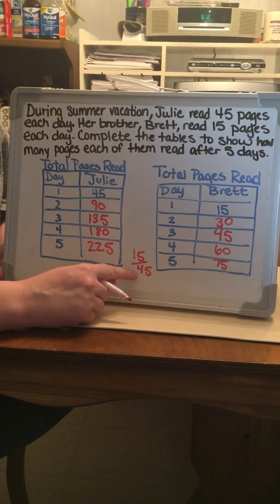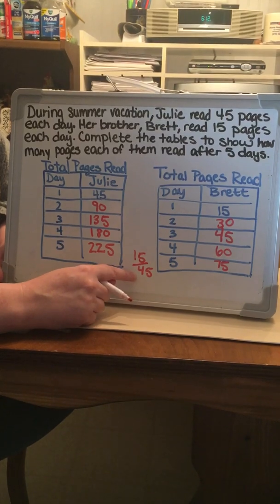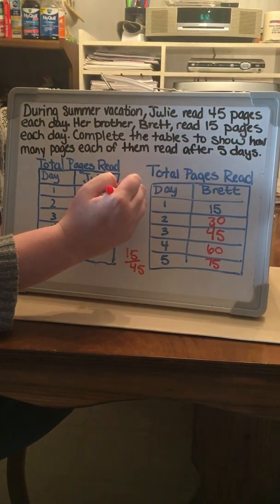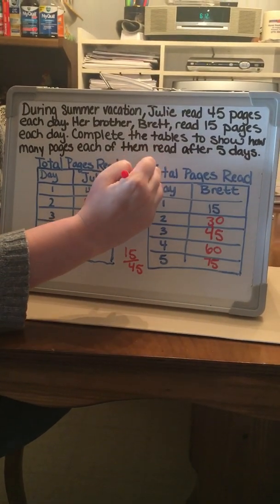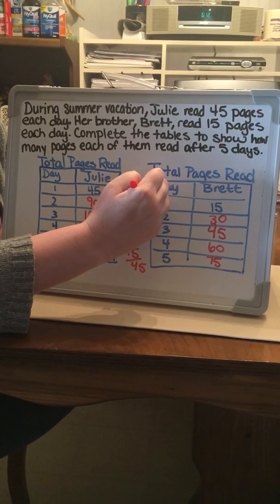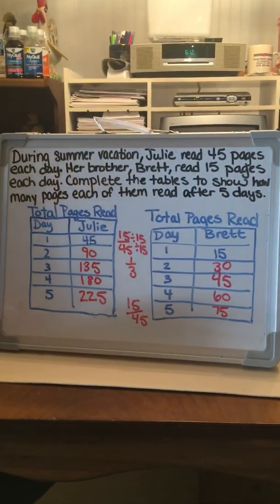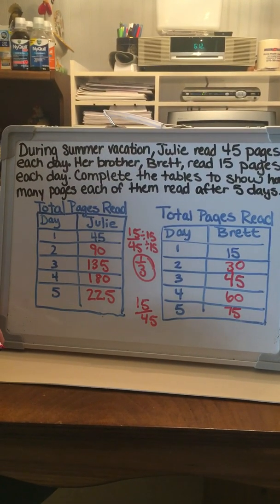What number could both of these be divided by? They could both be divided by 15, okay? The top and the bottom number. So if you take 15 over 45, and you divide both the top and the bottom by 15, you get 1/3. So we can say Brett has only read 1/3 of the pages that Julie has read.